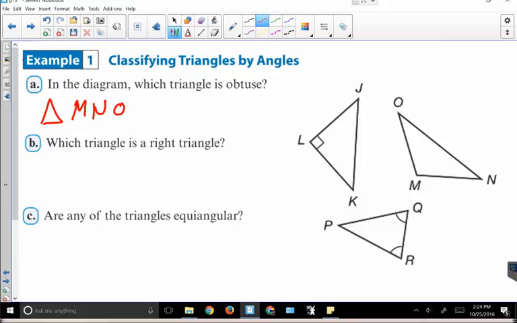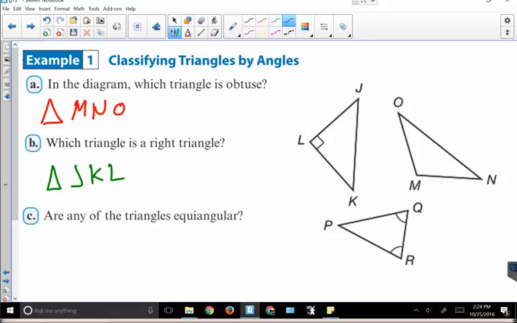Alphabetic order. Yes, I know it's math, but we always like putting things in order, numerical order, alphabetic order, things like that. We like order. So, which one of these triangles would then be right? Yes, sir. Okay, so triangle JKL. Easy enough, right? Okay.